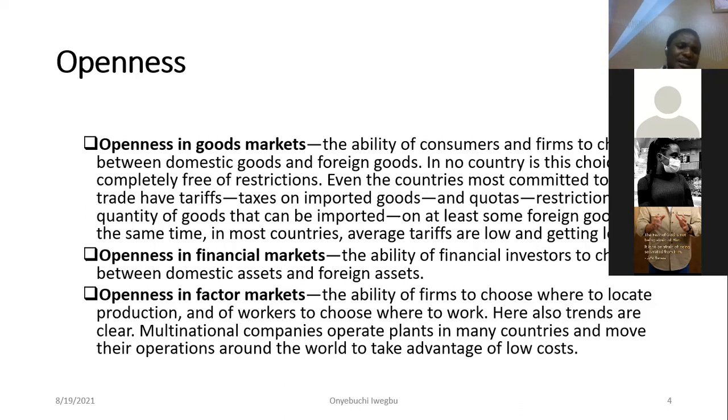So what does that mean? That means openness in goods market and openness in financial market can be easily achieved. But openness in factor market, people are very careful because once you are moving labor, there's inflow and outflow. There's a risk of jobs. One, there's a risk of bringing in strange personalities, culture, threats. And so openness in factor market is a special topic. That's under what we have as economic integration.